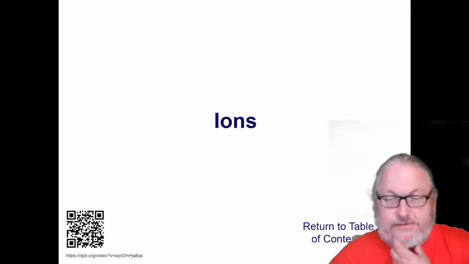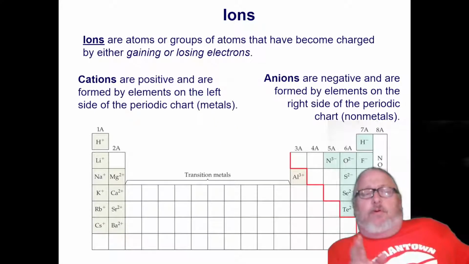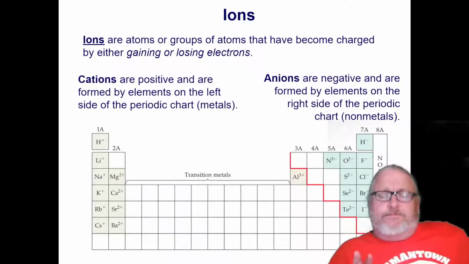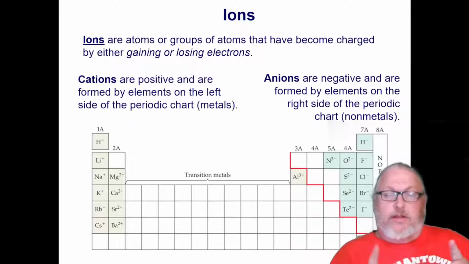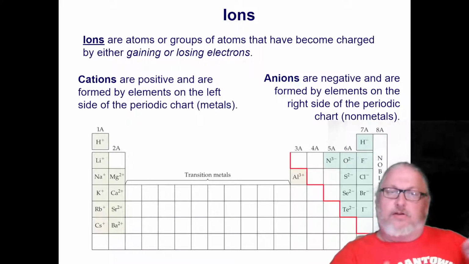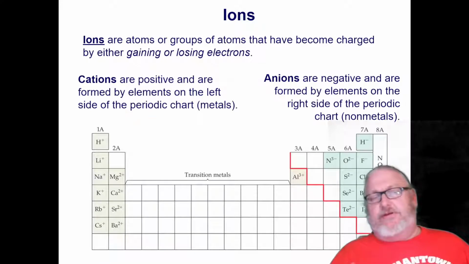So what are ions? We covered this a little bit in Unit 3, all right? But ions are atoms, really groups of atoms, that have been charged, or they became charged by either gaining an electron or losing an electron. So, two new definitions for you.